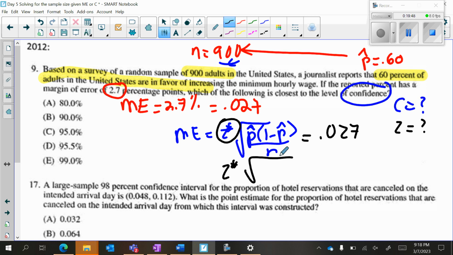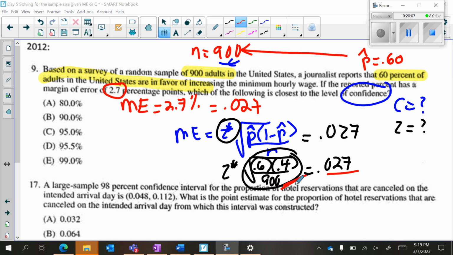P hat they gave me was 0.60. 1 minus P is 0.40. And they gave me N, which is 900. And this time we're going to solve for Z star, okay? So plug this whole thing in the calculator and see what you get. And then you're going to divide that to the other side, basically, and then you're going to get Z star. So for this value, I got 0.0163. If I divide 0.027 by 0.0163, I got about 1.65, okay? 1.65, that is Z star.